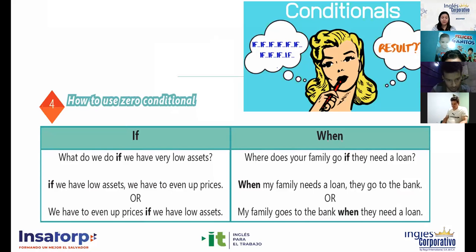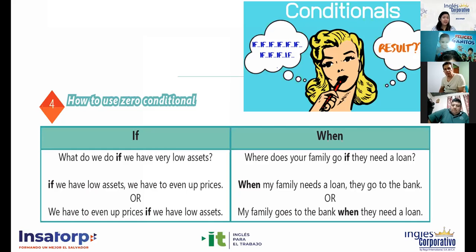Okay, what about the other example? Where does your family go if they need a loan? When my family needs a loan, they go to the bank. Or my family goes to the bank when they need a loan. So you can do it in both orders. Puede ser de los dos. Significan lo mismo. El orden de las dos formas, ¿verdad?